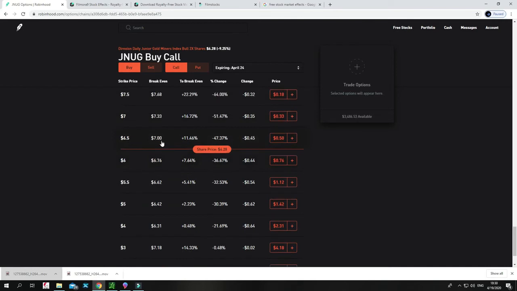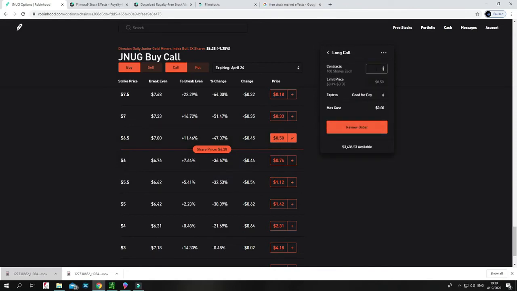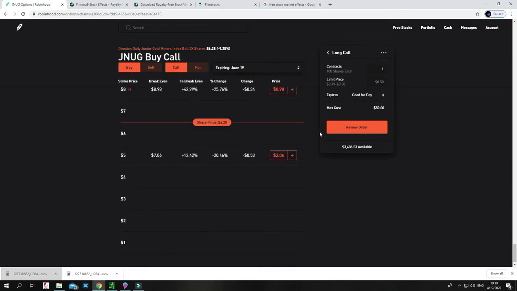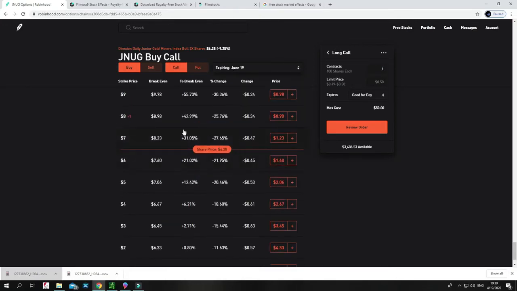So let's say I want to buy this 650 strike price of JNUG. I'm going to click on it, go to continue, and you're going to enter your contract. So one contract is 100 shares, so you're going to pay $50 because of 50 cents. That is what it is currently trading at for this contract. You can always go out to June 19th and look at these ones. I do already have one for June 19th. So let's go with this one. So you're going to be paying $173.